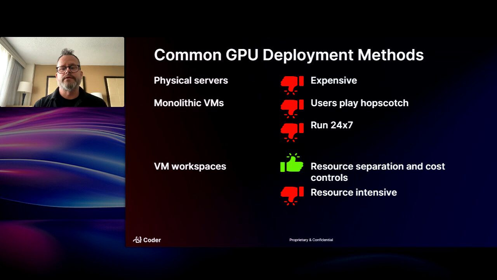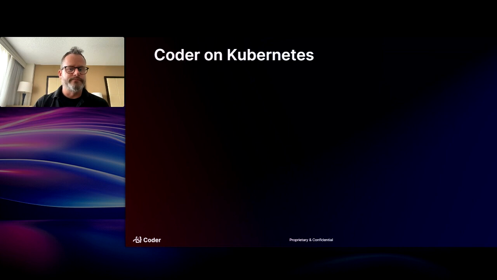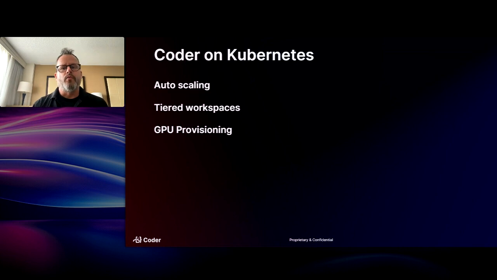resource intensive, right? They still require a VM. They still require more storage and things like that. So how do we get around that? We talk about using Kubernetes to get around that. Why do we want to use Kubernetes? Auto scaling, it's built in. We can take advantage of that with Coder, and we'll see that in the demo.